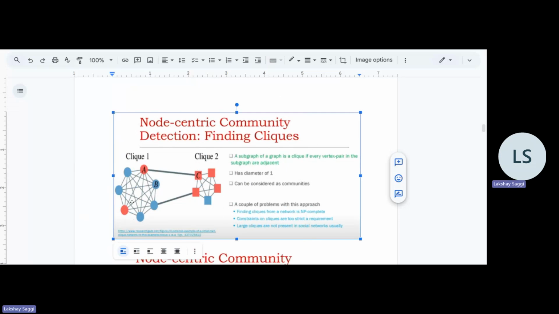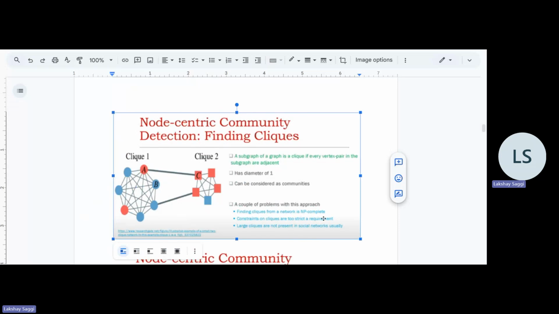But there are some computational problems with identifying cliques in a network. The problem of finding cliques in a network is actually an NP-complete problem. Suppose you are given a network and I tell you to please give me all the cliques in the network so that I can refer to them as communities. This is an NP-complete problem. As of now, there is no efficient polynomial time algorithm for this. And these constraints on cliques are too strict a requirement.